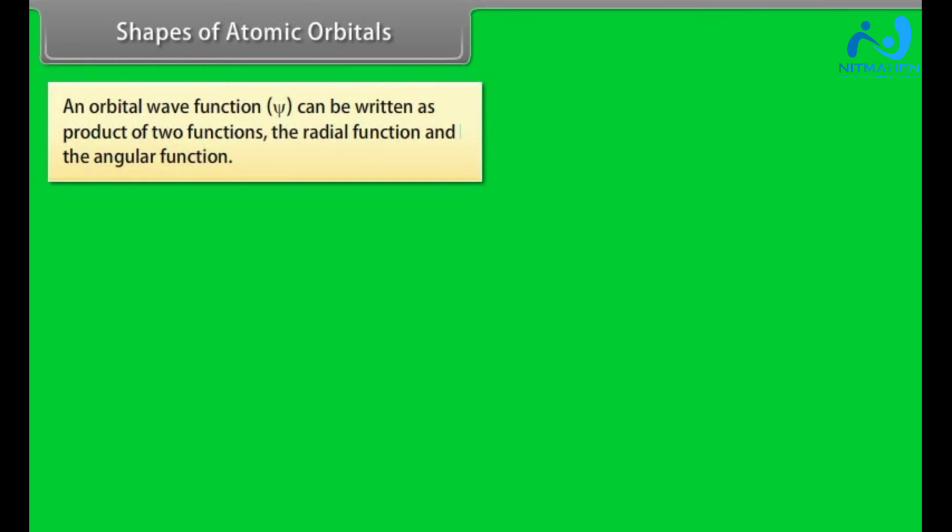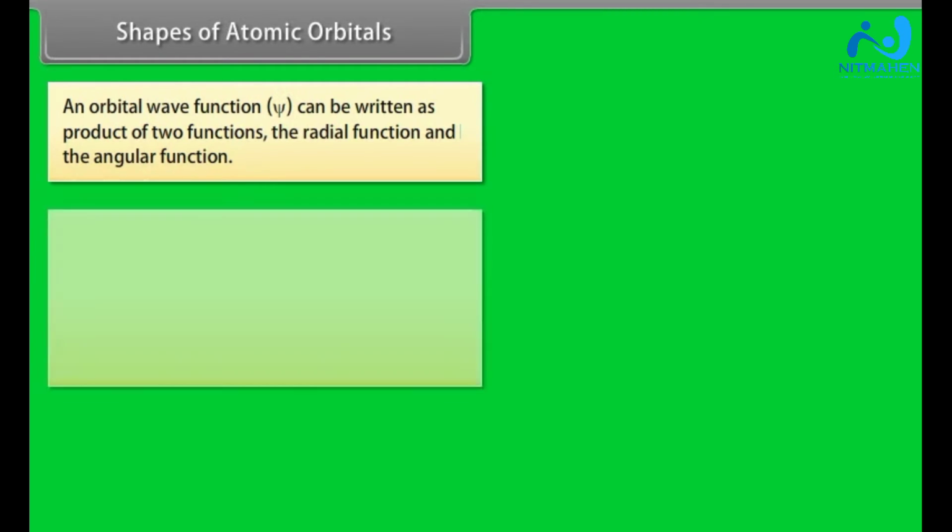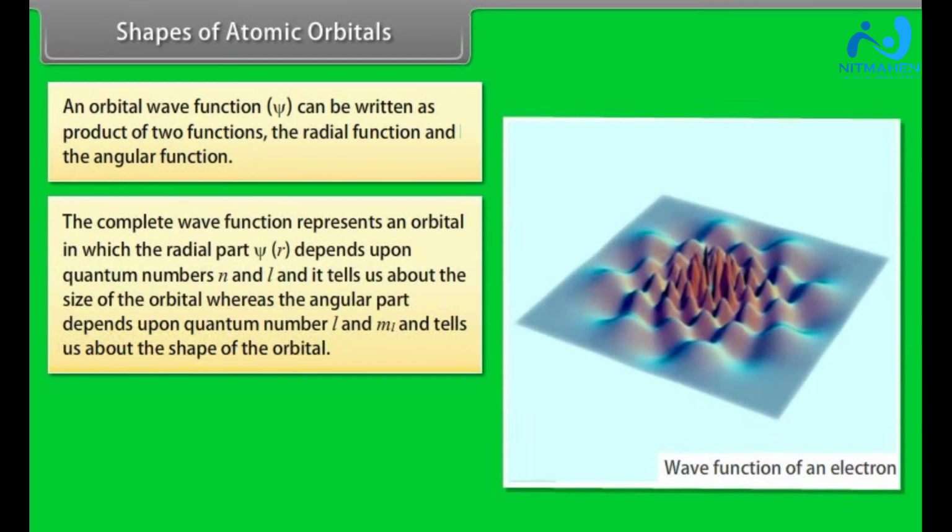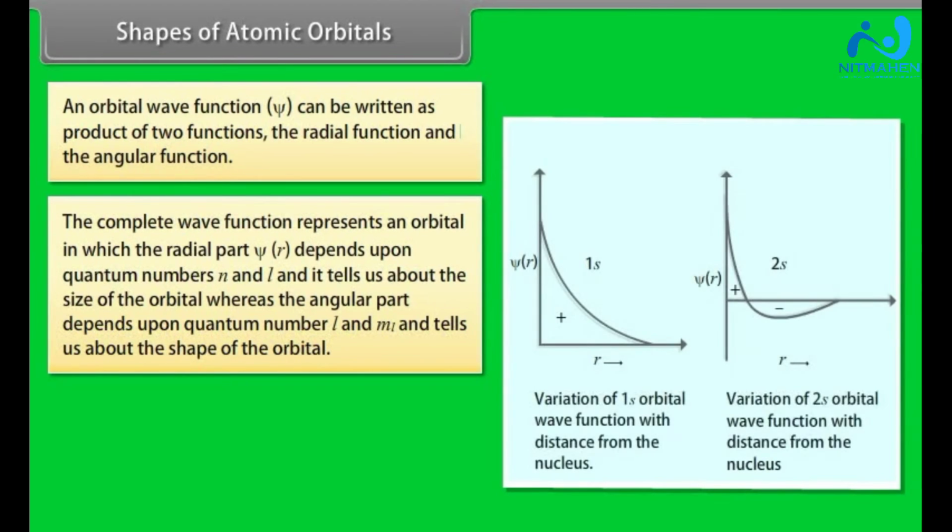Shapes of atomic orbitals. An orbital wave function psi can be written as a product of two functions, the radial function and the angular function. So, the complete wave function represents an orbital in which the radial part psi(r) depends upon quantum numbers n and l, and it tells us about the size of the orbital, whereas the angular part depends upon quantum numbers l and ml and tells us about the shape of the orbital.